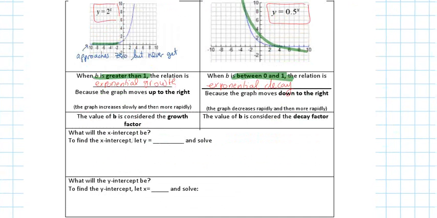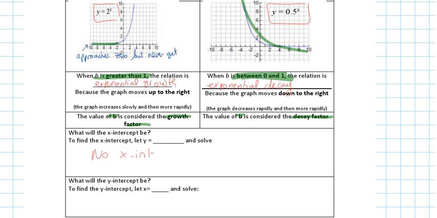As I told you earlier, b is considered a growth factor, and we wrote that b is considered a decay factor if it's between 0 and 1. Are we okay with that? Since that graph is going to get close to the x-axis but never reach it, are you going to have any x-intercepts? No. You're never going to have an x-intercept. Again, unless we do transformations, then we will, but we're not going to touch that. So in this case, there's no x-intercept.